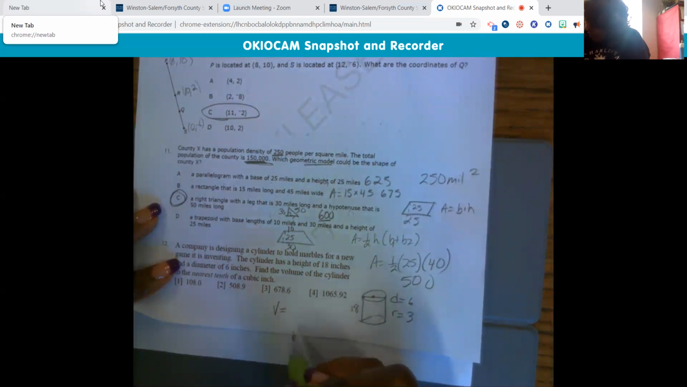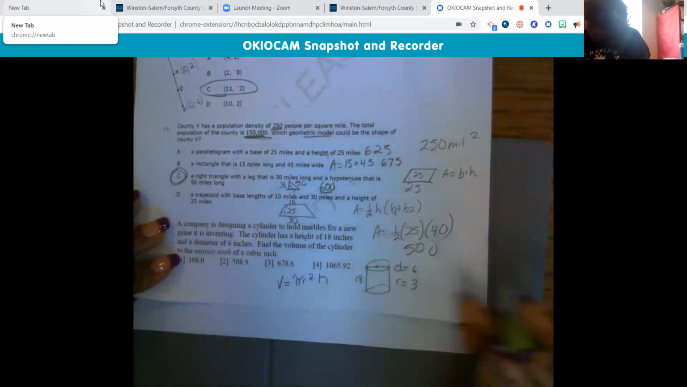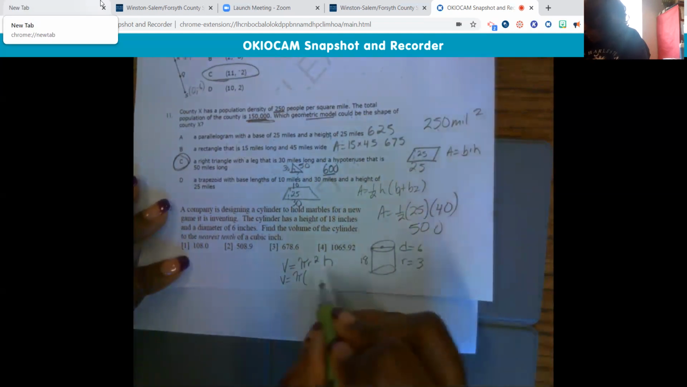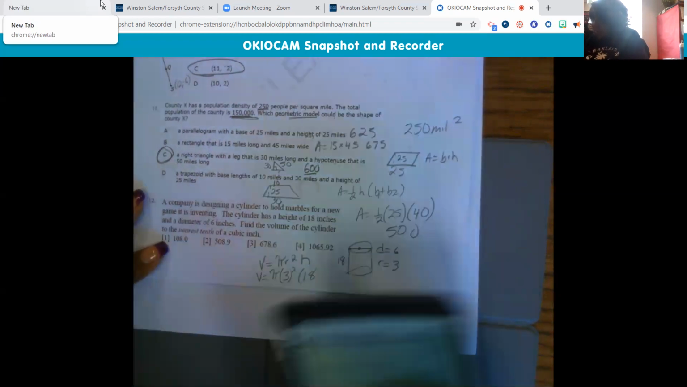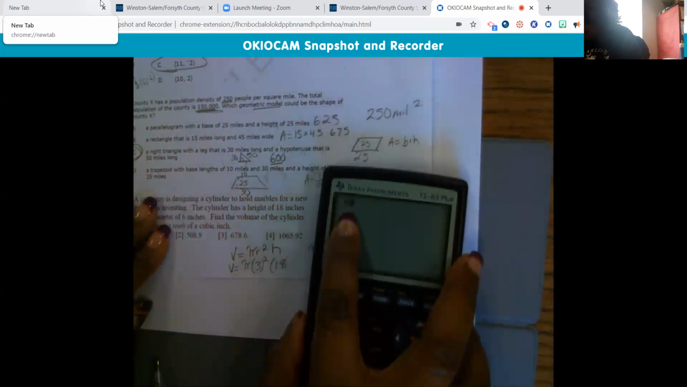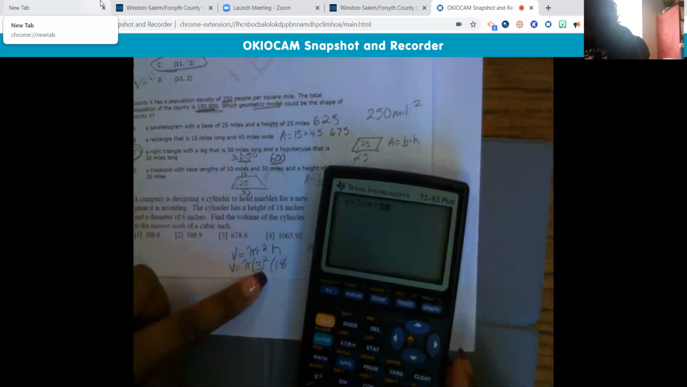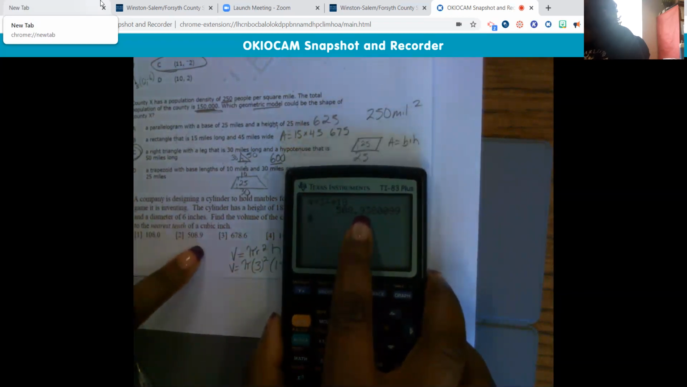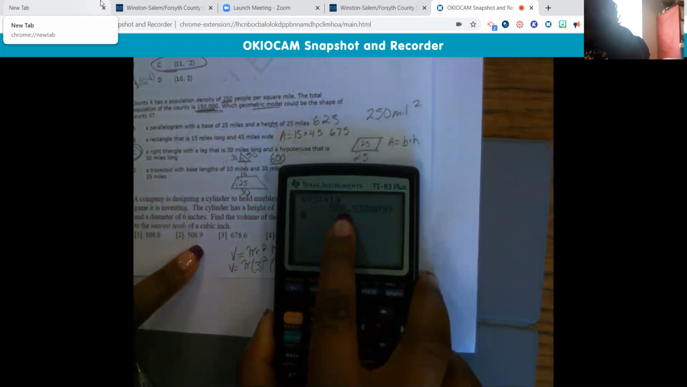Okay, find the volume. So this is V is equal to, okay? V is equal to pi r squared times the height. So this is going to be pi times your radius, which is 3, squared times how tall it is, which is 18. So let's type this in. Okay, this gives me pi. So that's second caret key, that's pi, times 3 squared times 18. Okay, round to the nearest 10th place. So to the nearest 10th place, you see right here, this is 508.9.